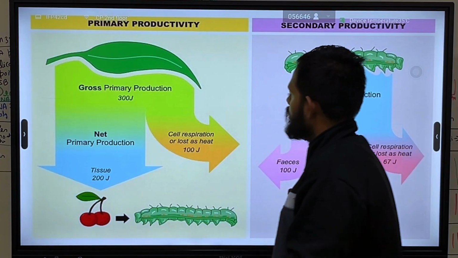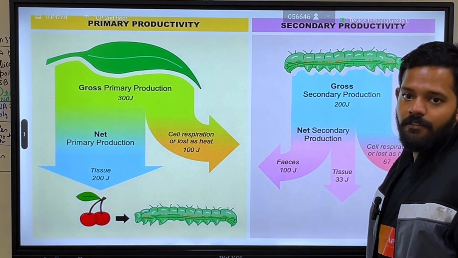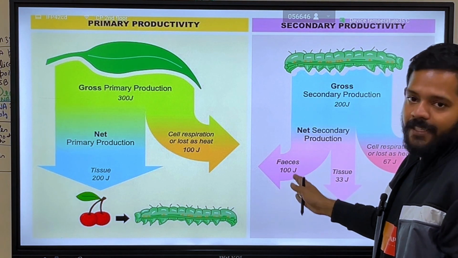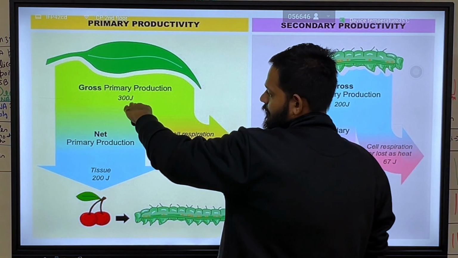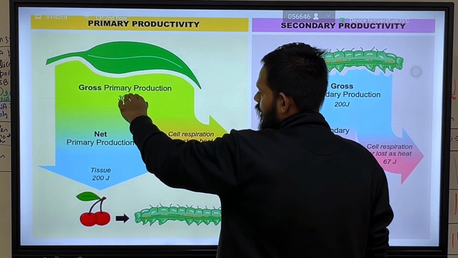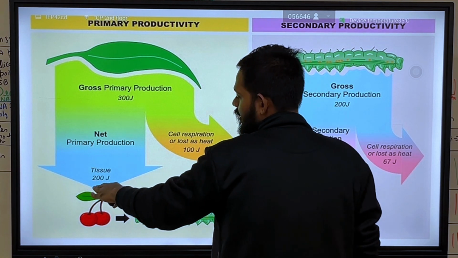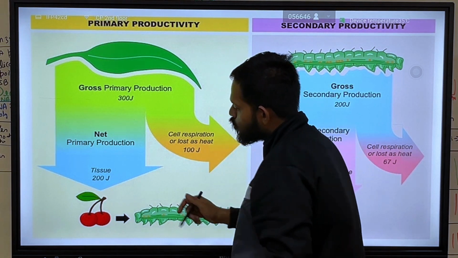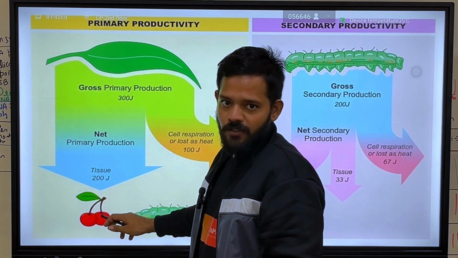Now next, this is a diagrammatic view of all the things I told you, primary productivity and secondary productivity. This is your gross primary productivity, which is 300 joules. Net primary productivity, which is stored in tissue, is 200 joules, and the remaining 100 joules goes into respiration. This 200 joules of energy you eat in the form of fruit.